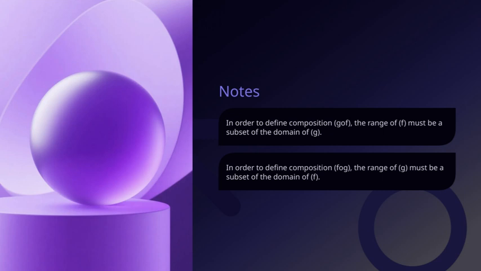These points are crucial because they highlight how the relationship between the domain and range of functions determines whether their compositions are valid. Understanding these conditions helps us see how functions connect and interact within larger mathematical structures, which is fundamental as we explore more complex concepts in this presentation.